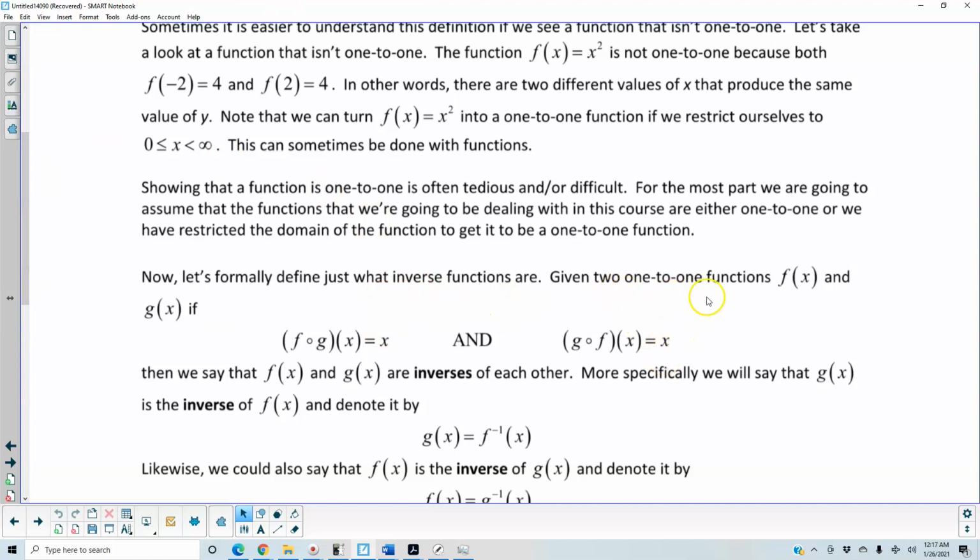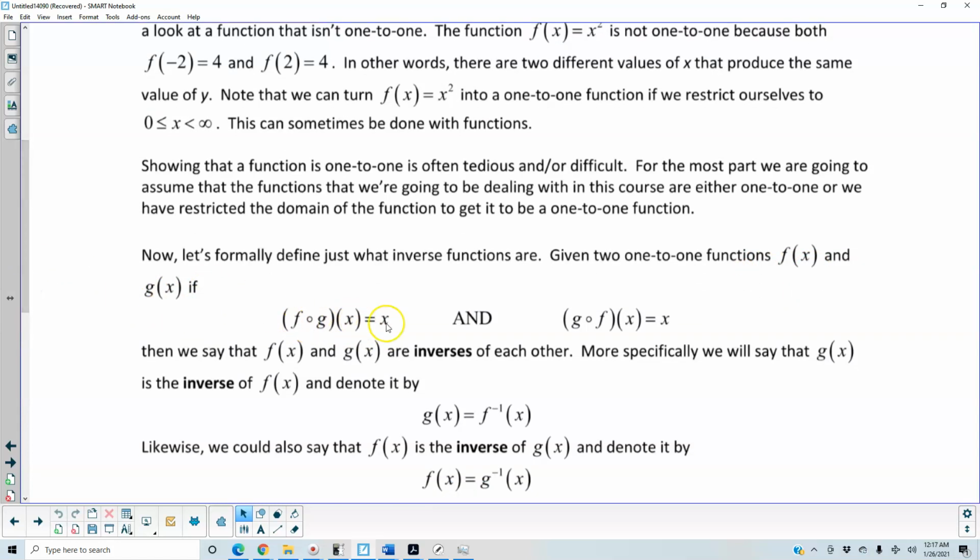Given two one-to-one functions, f of x and g of x, if f composite g of x is equal to x and g composite f of x is equal to x, then we say that f of x and g of x are inverses of each other. More specifically, we will say that g of x is the inverse of f of x and denote it by g of x equals f inverse of x. Likewise, we could also say that f of x is the inverse of g of x and denote it by f of x equals g inverse of x.